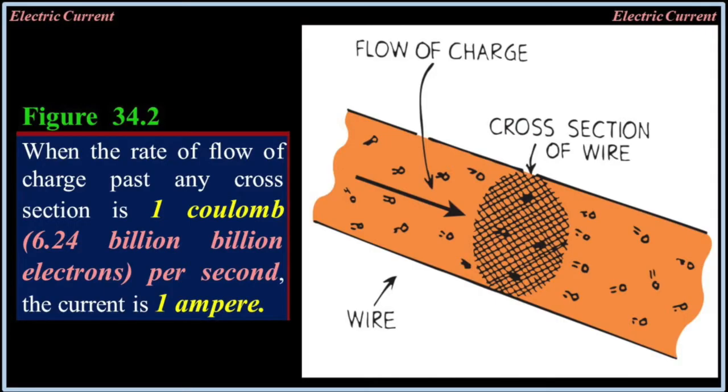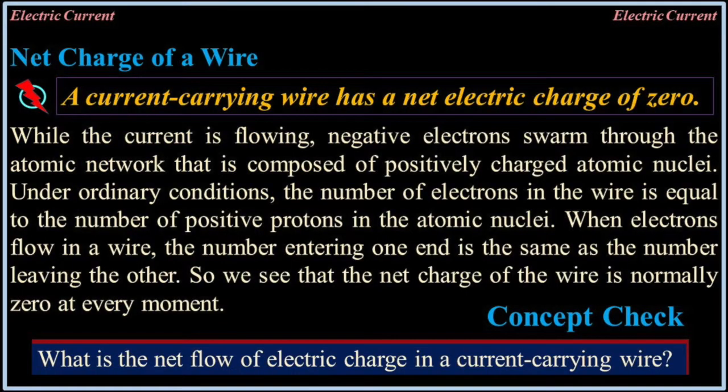Figure 34.2 shows a simplified view of electrons flowing in a wire. When the rate of flow of charge past any cross-section is 1 coulomb, or 6.24 billion billion electrons per second, the current is 1 ampere, or 1 amp.